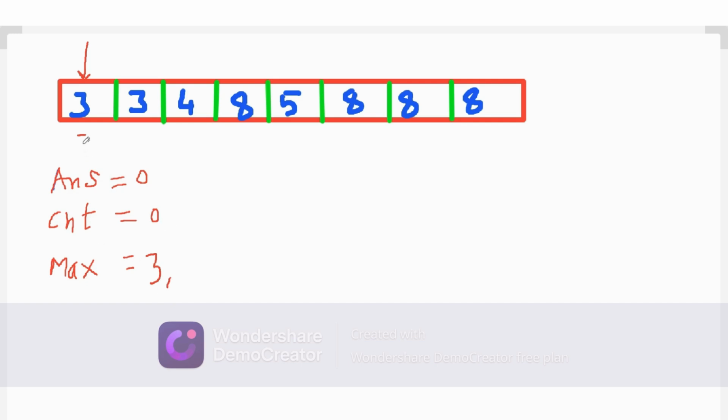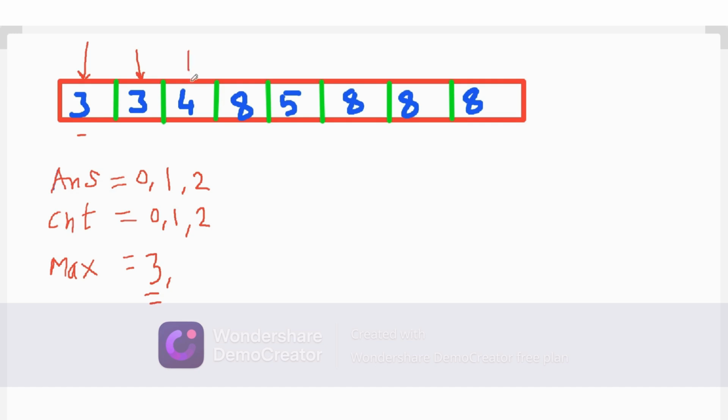Count of it would be 1, right? So it came once. So answer would become also 1, right? Now we will go to the next value. Again this is 3. So this is same as max, right? Maximum is same. So what we will do here, count would become now 2, right? And our answer also would become 2, because we have to take the maximum of answer and CNT, right?